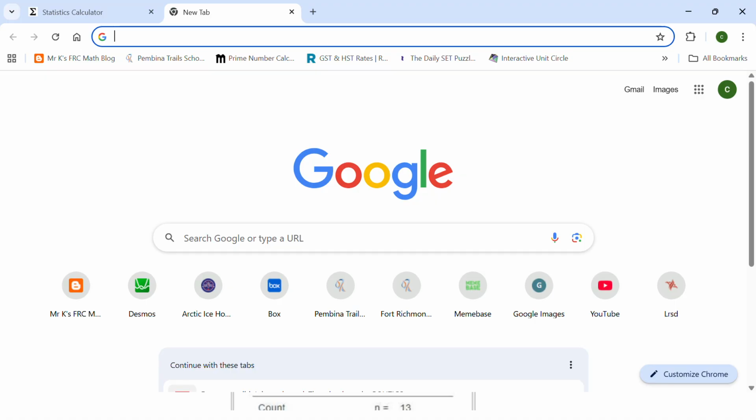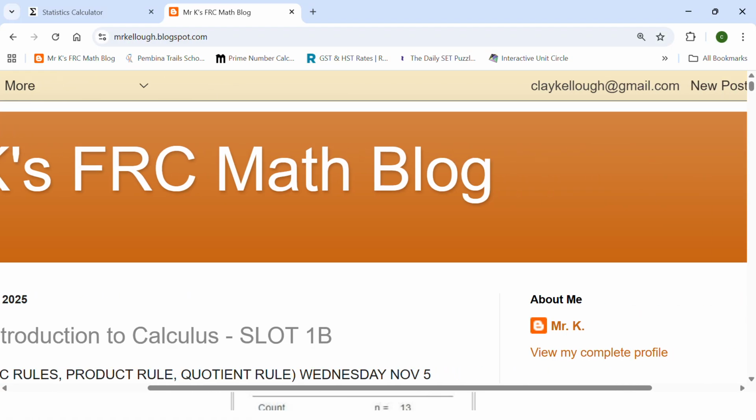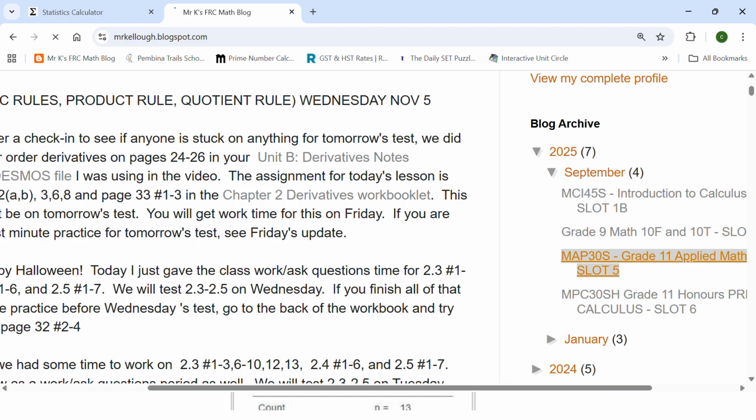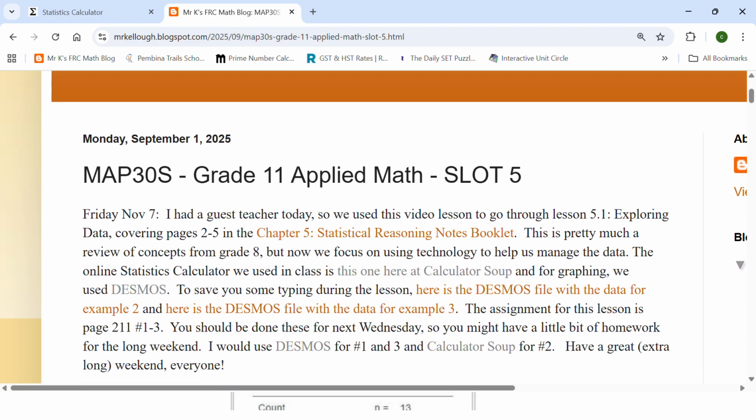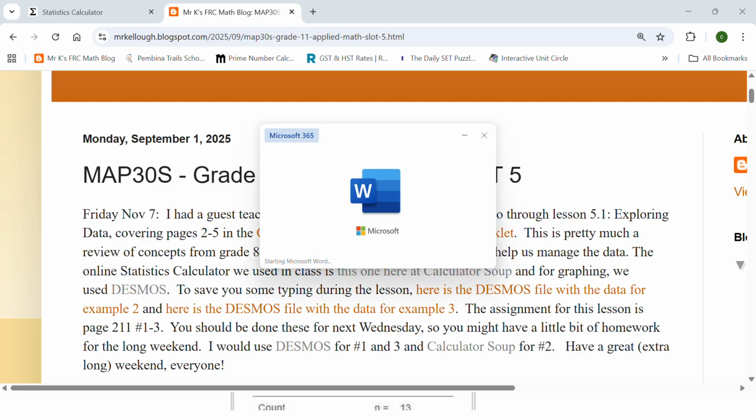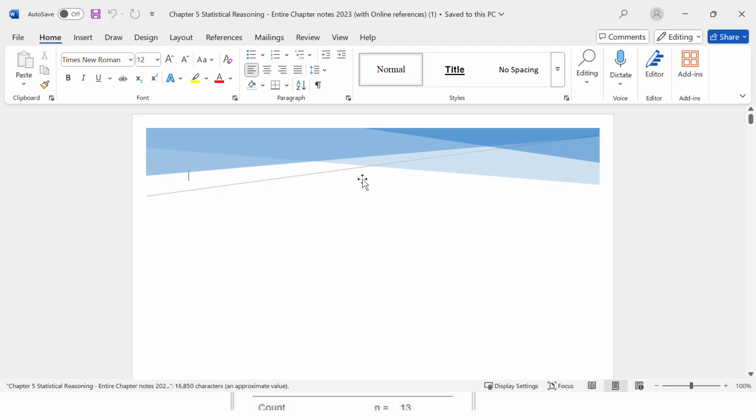I'll just open the blog again. If you go to the notes on the blog and the actual note booklet, you can download it and open it in Word. I'll open it in Word over here on my other screen and bring it over for you. You can cut and paste into Calculator Soup.